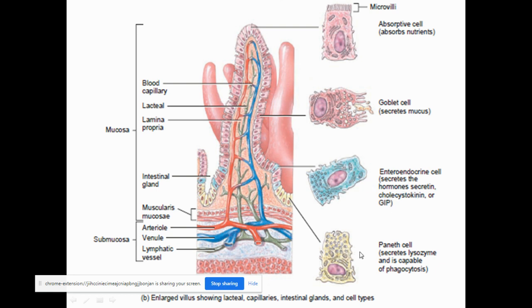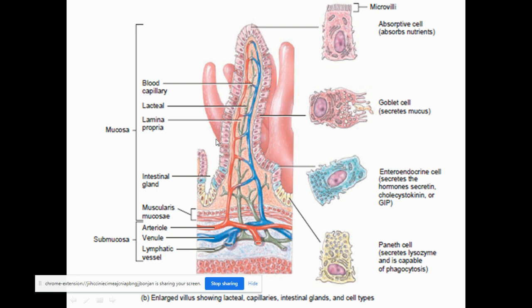The next one is the Paneth cells. So what is the role of the Paneth cells? They secrete lysozyme, which enables the phagocytosis and engulfing of the foreign particles which are coming along with the chyme. So that is the role of the Paneth cells.